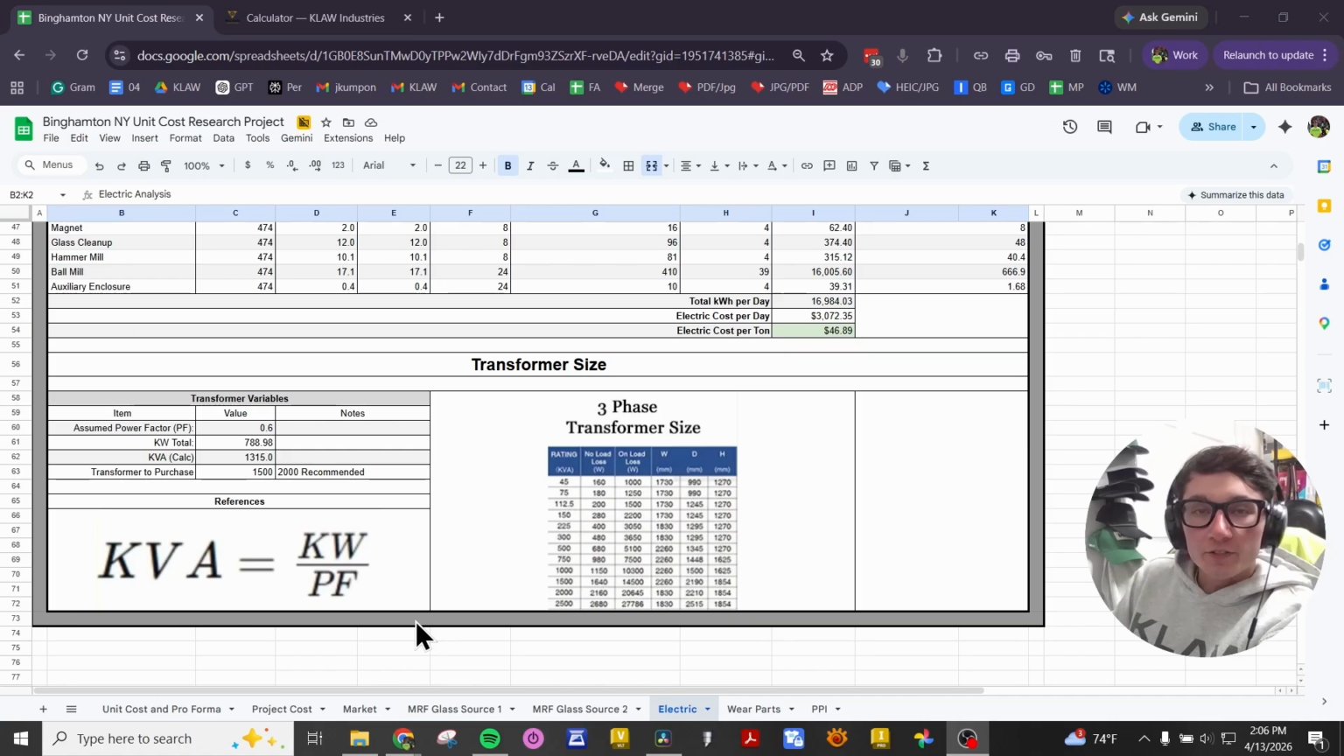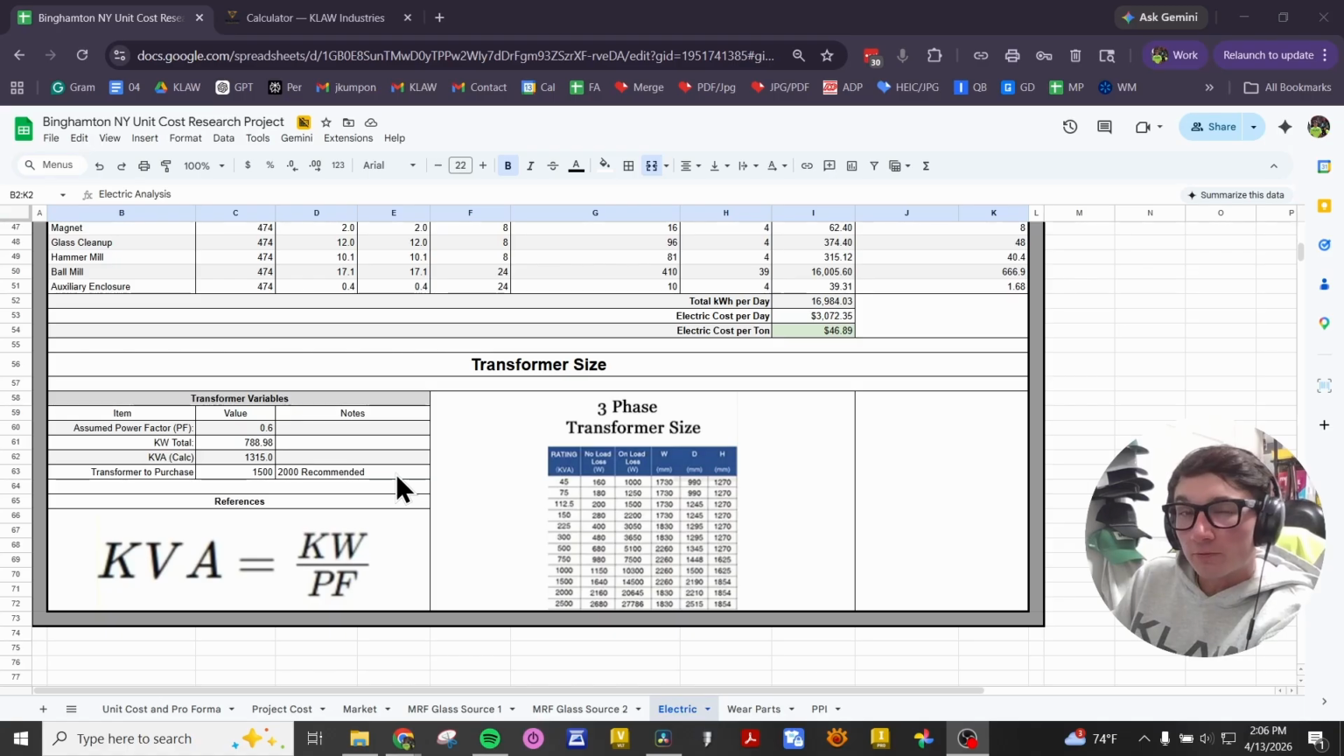The last piece of critical information that we get from our electrical analysis is the transformer size. At any facility where you operate this equipment, whether it be a building that exists or one that you're going to build, you typically need a power upgrade to support the equipment. The transformer to support this level of an operation would be at least 1500 kVA. In this instance, we're going to recommend a 2000 kVA transformer.